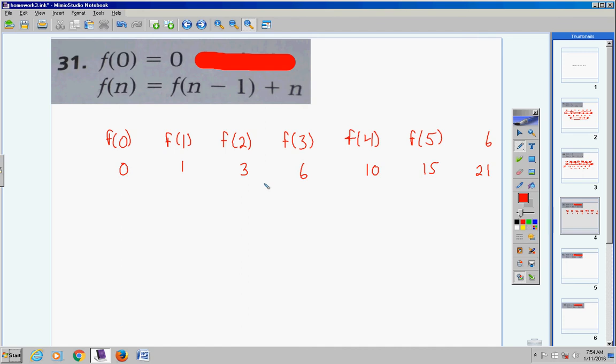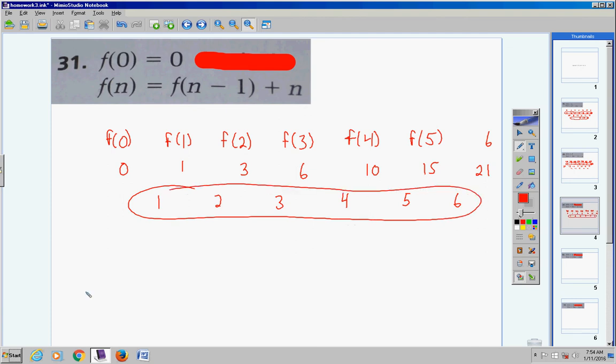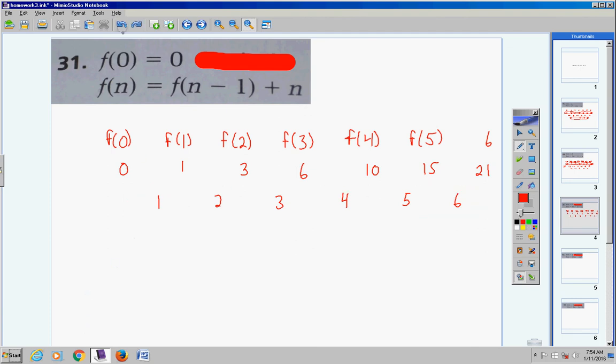And so here we go. 21 minus 15 is 6. 15 minus 10 is 5. 10 minus 6 is 4. 6 minus 3 is 3. 3 minus 1 is 2. 1 minus 0 is 1. Did I get the same number going across? Well, obviously not. Every single number has to be the same, and it's not, okay? Well, let's do it again.